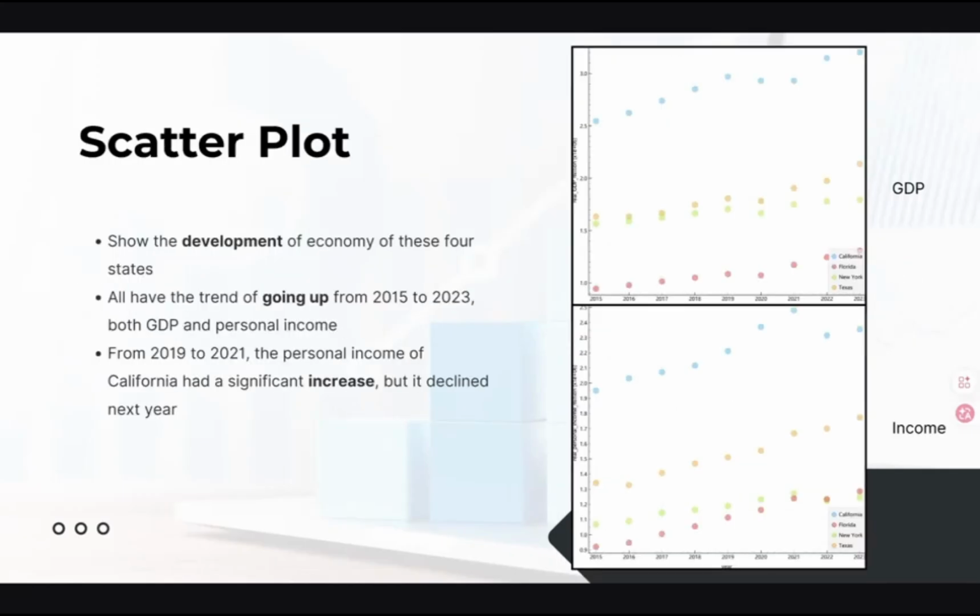Then, we use scatter plot to show the development of economy of these four states. The chart shows that the four states all have the trend of going up from 2015 to 2023, both GDP and personal income. The special point is that from 2019 to 2021, the personal income of California has a significant increase, but it declined the next year.